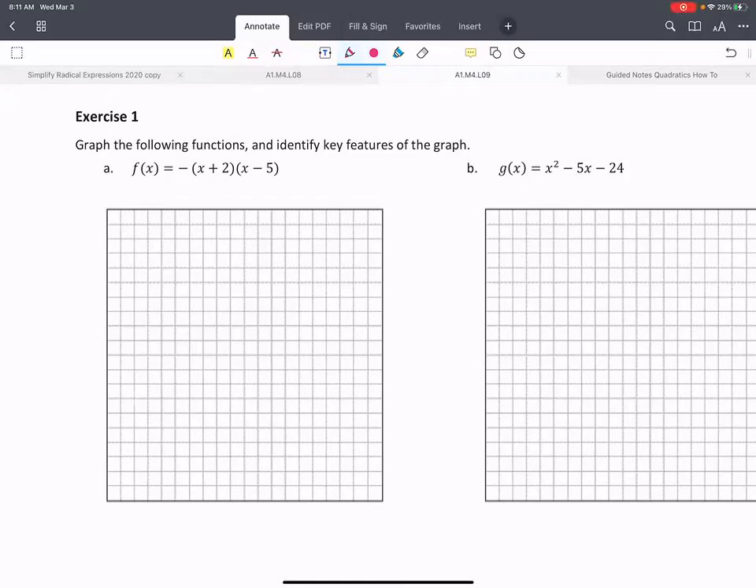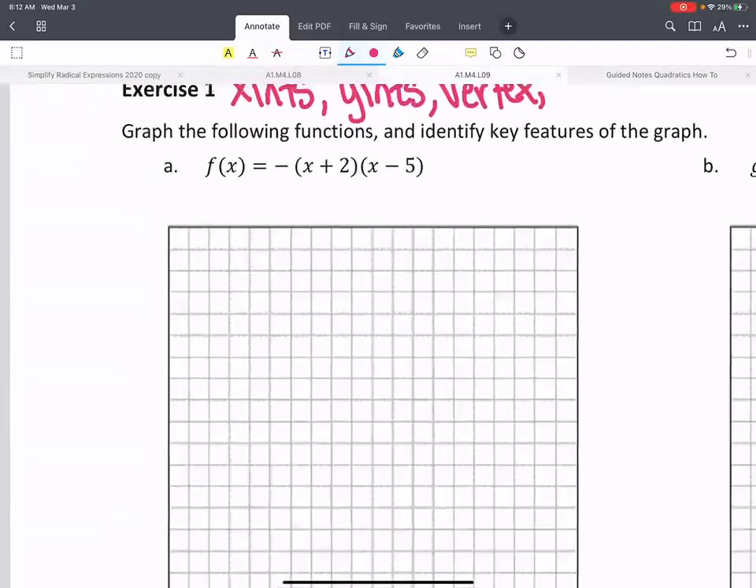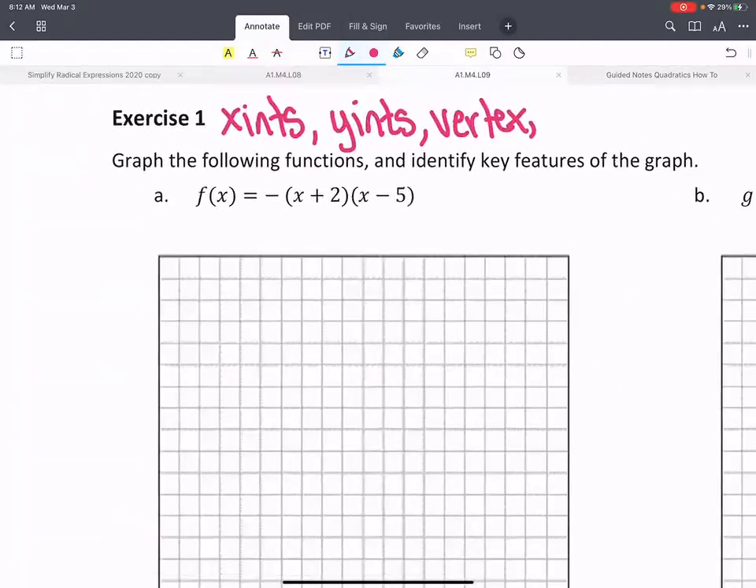All right, guys, in order to graph something, these are the things I want you to be able to find. Your x-intercepts, your y-intercepts, your vertex. Stop and think what I was doing. X-intercepts, y-intercepts, and vertex. All right, my cheat sheet says if I need to factor, I factor. If I look at part A, it's already factored, right? Okay, so I'm going to set each part of that equal to 0 and solve.